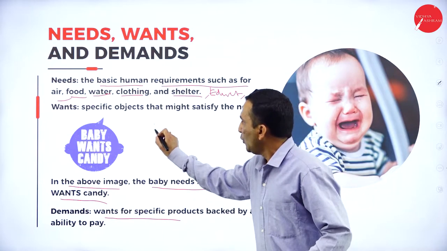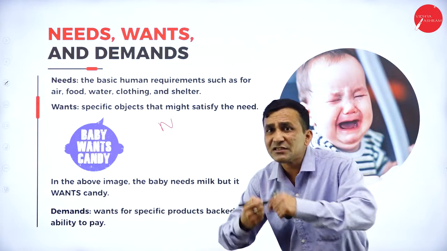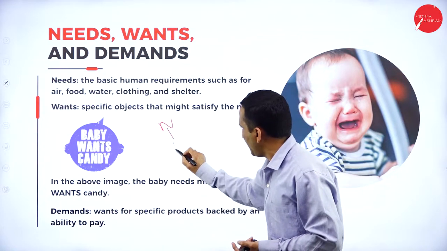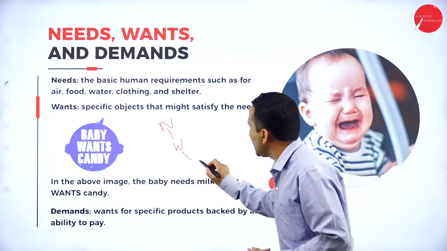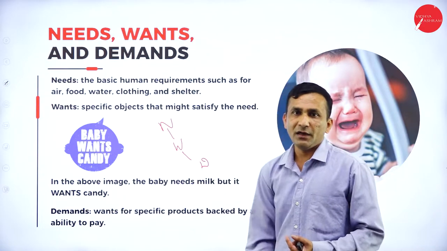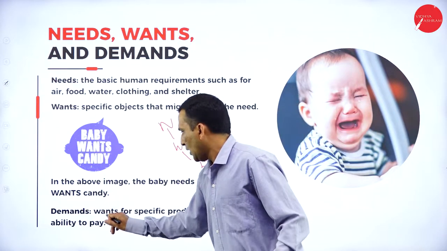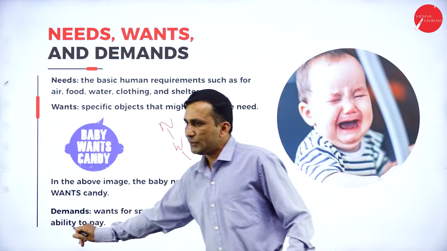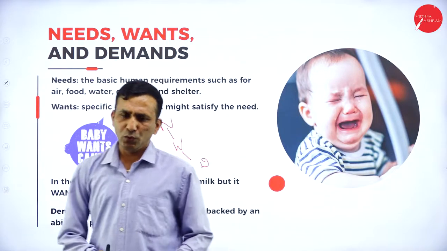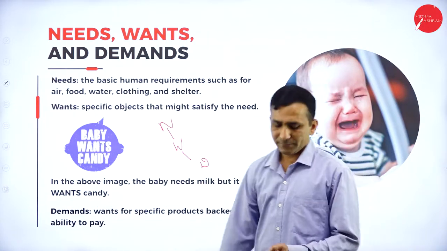See, I told you, if a need is a basic need, and I try to go for a special need, that will become a want. If I try to go for a special want, it will become a demand. It is depending. Okay. So demand is a want for a specific product backed by an ability to pay. As a customer, you should have an ability to meet the wants.